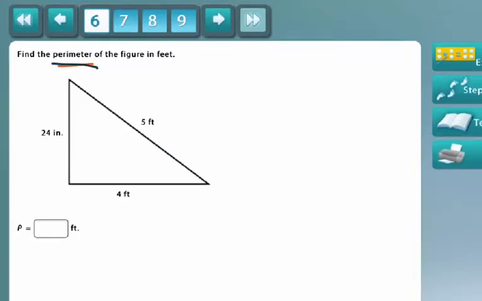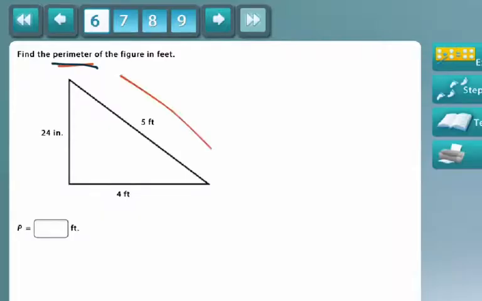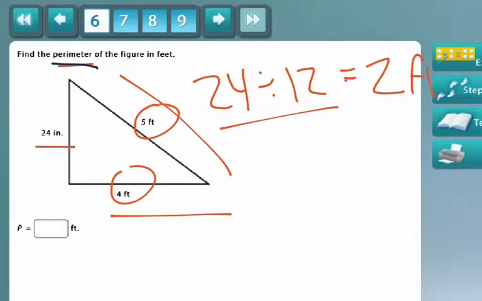For number 6, the interesting thing about that, they're asking for perimeter. So remember what a perimeter is. Perimeter is the distance all the way around. You're measuring the linear distance around an object, a 2D shape. So I measure the linear distance, which is going to give me 5 and 4, and I'm going to add that to this, but you see that's inches, not feet. So you need to change 24 inches into feet, and you're going from a smaller unit to a larger unit, you're going to divide. So 24 divided by 12 is 2, because there are 12 inches in a foot. So 24 inches is the same as 2 feet. So you add up 5 and 4 and 2 to get 11 feet as your answer.